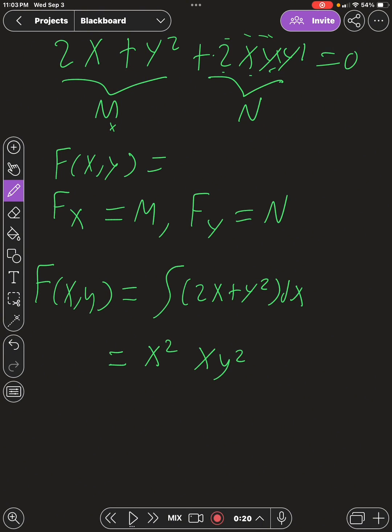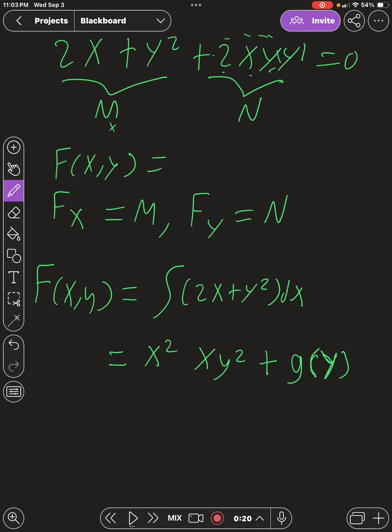But we're integrating with respect to x. So out of this, we're going to get some function g of y. We're going to say that the function is called g of y. So we're not necessarily going to get a constant. It could be just a plain old constant, but it's going to be constant with respect to x.